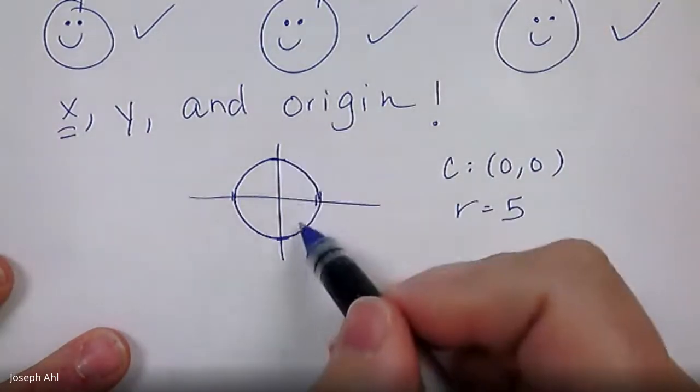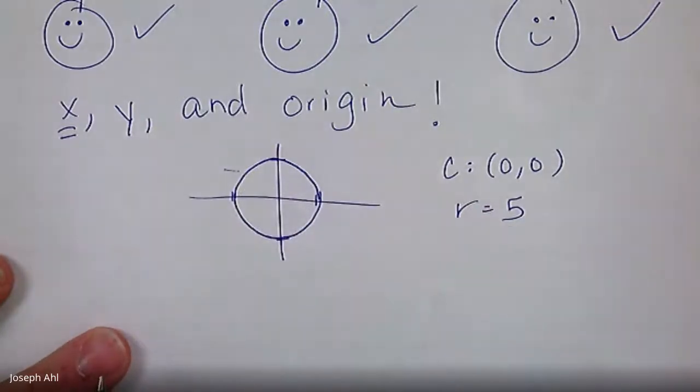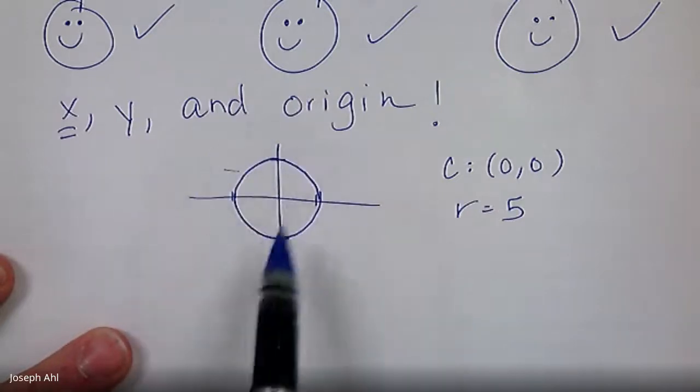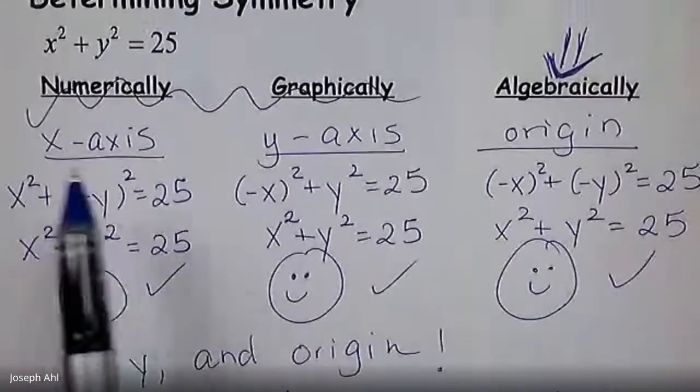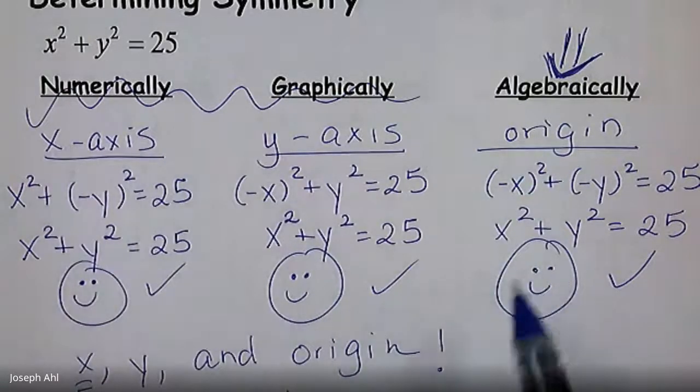Notice how it has x-axis symmetry, y-axis symmetry, and then you can reflect points through the origin and have that kind of symmetry as well. So it's good to have a general knowledge of what it looks like, because even if I make you do the algebraic tests, you should know in the end kind of what your result should be if you know what the graph looks like.